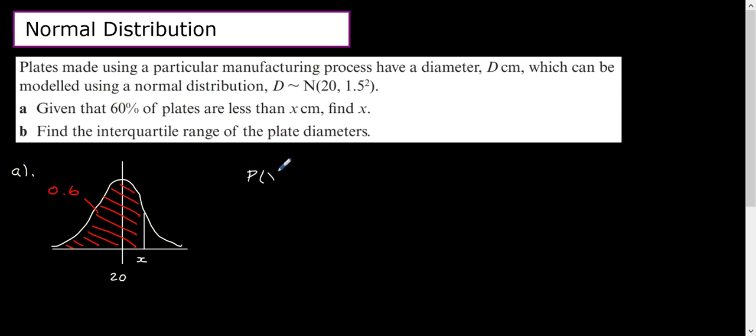So now that I've got that visual representation, we know that the probability that x is less than little x is 0.6. Again, using the inverse normal function on the calculator, we'll say the area is 0.6. This time our sigma is 1.5 and our mu is 20 again, and we've got 20.38.